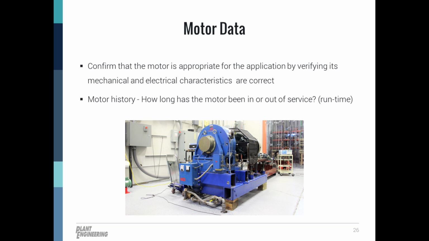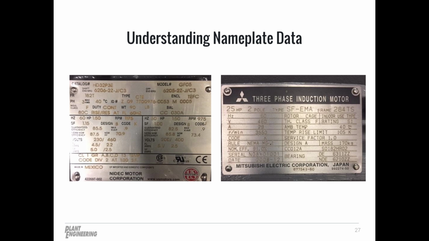When talking about motor data, we also want to confirm that the motor in service is appropriate for the application by verifying its mechanical and electrical characteristics are correct. We can accomplish this by first collecting data from the motor's nameplate. Here I have given an example of a few nameplates that you would see on a typical AC induction motor.